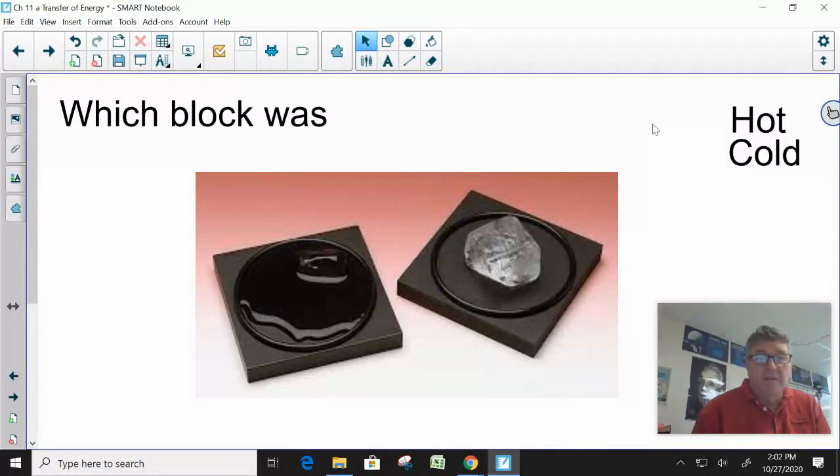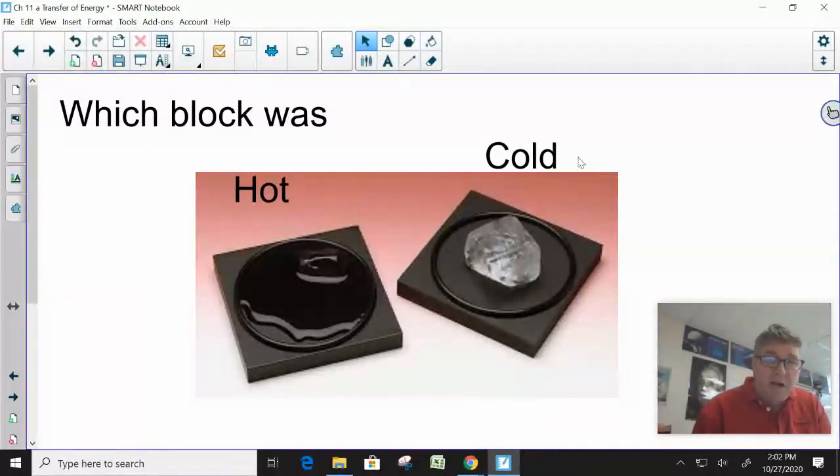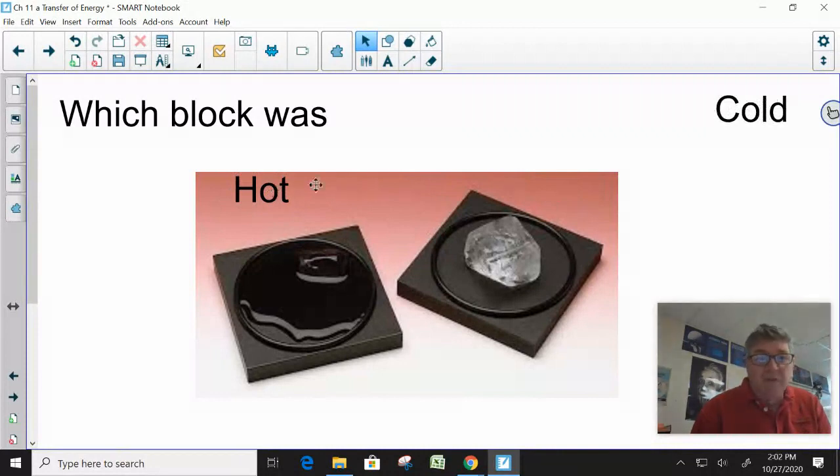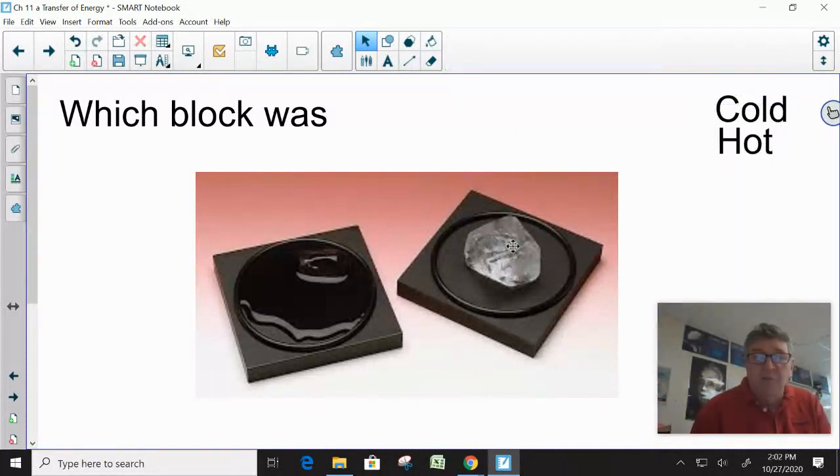And it turns out, the kids think that this guy was the hot one and this guy's the cold one. That makes no sense because the cold block melted. So then they think, oh, maybe I had it backwards. But the whole premise is wrong. These blocks aren't hot or cold. They're actually the exact same temperature. These blocks have been sitting in my closet for 6 months or 12 months since the last time I did this lab. And they are at room temperature.